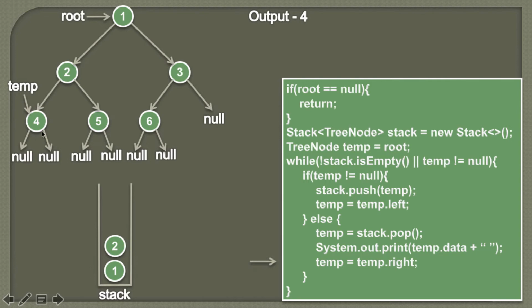And as we have visited a node 4, now we'll simply traverse to its right subtree. So we are simply assigning value of temp.right to temp. So here temp.right is pointing to null. So therefore now temp will point to null. Moving ahead.